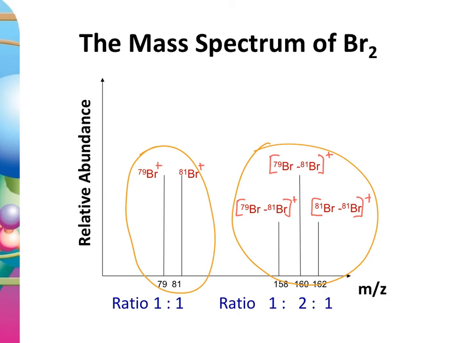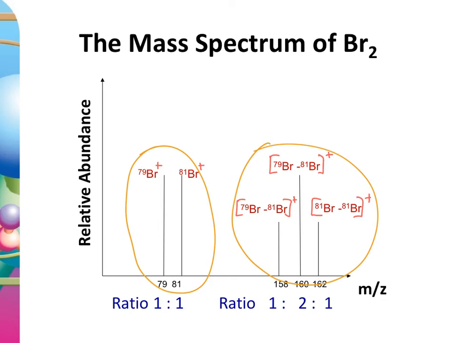So bromine exists as 2 isotopes, bromine 79 and bromine 81. When we look at the left-hand set of peaks, the left-hand circle, we can see that their relative abundances are the same. There's a 1-to-1 ratio, and they had a relative abundance of 50% each. When we look at the right-hand set of peaks, these refer to the diatomic version of bromine, so Br2, the original that we would have been injecting into the mass spectrometer.